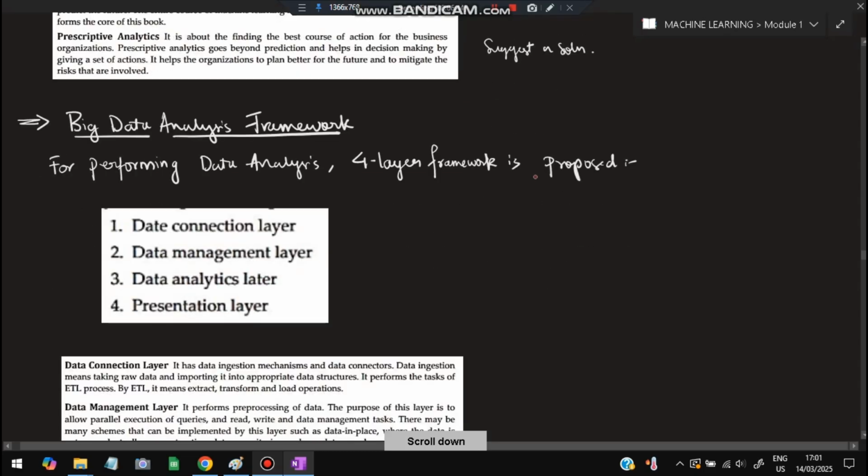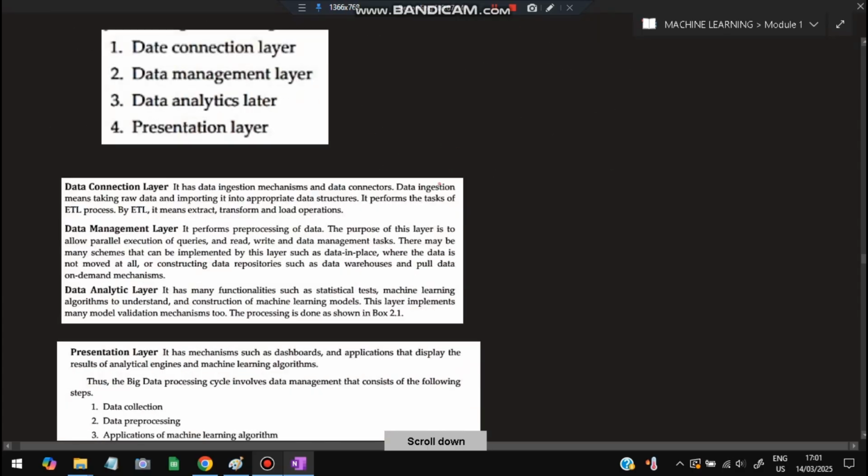Now, what is the big data analysis framework? To analyze something we need a framework. For big data analysis also we need a framework of four layers: data connection layer, data management layer, data analytics layer, and presentation layer. The data connection layer will bring data from different sources and store it in one place. It will connect the data from the outer world to the inner world.